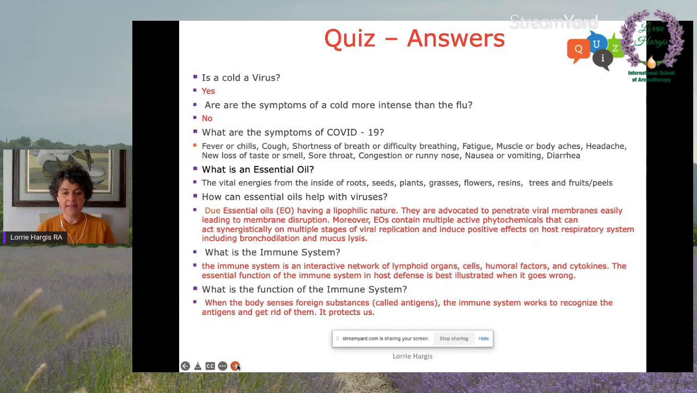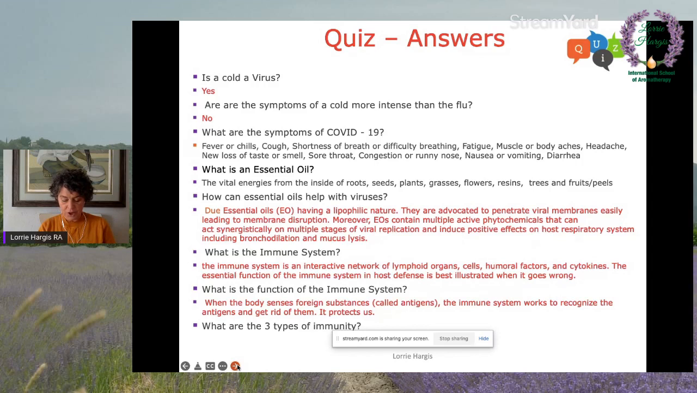Great job, you guys. When the body senses foreign substances called antigens, the immune system works to recognize the antigens and get rid of them. It protects us. And what are the three types of immunity, which we just had somebody already say here?